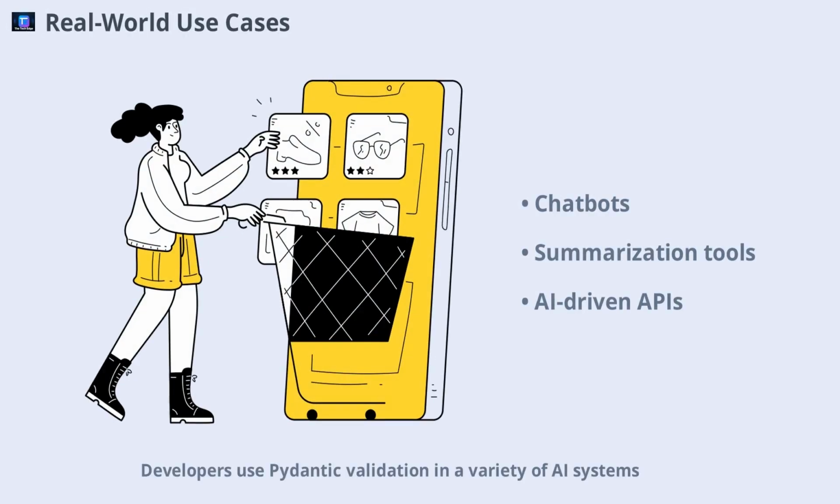Developers use Pydantic validation in a variety of AI systems. In chatbots, it ensures consistent message formatting and confidence scores. In summarization tools, it checks that each summary includes required fields like title, tone, or keywords. In AI-driven APIs, it acts as a guardrail, stopping invalid data from propagating downstream. This is especially valuable in retrieval-augmented generation pipelines, where structured outputs are crucial for maintaining accurate context.